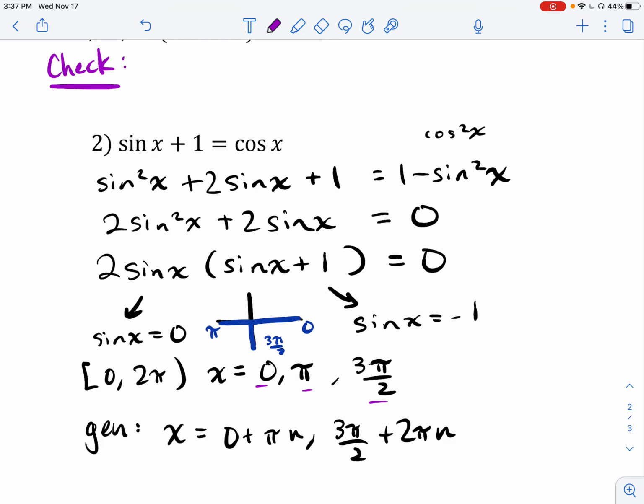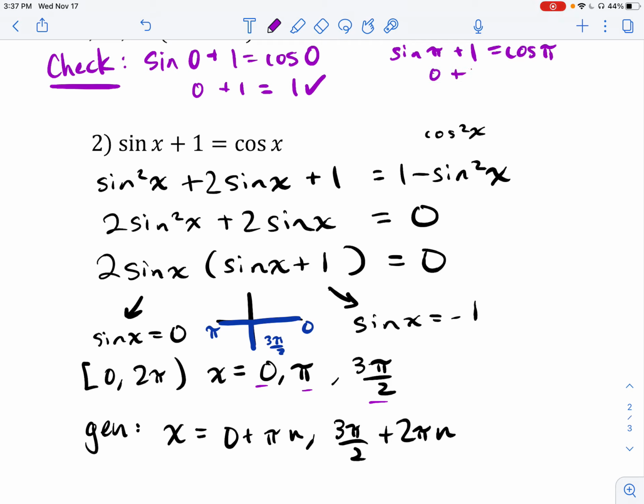Unfortunately for us, these are pretty efficient and easy to check. Sine of 0 plus 1, is that equal to the cosine of 0? Well, 0 plus 1 is equal to 1, so this one does work. Well, try the next one. Sine of pi plus 1, is that equal to the cosine of pi? The sine of pi is going to be equal to 0, but the cosine of pi is equal to negative 1. So this one does not work. So pi turns out to be extraneous.